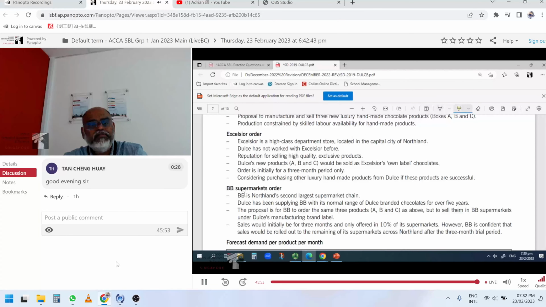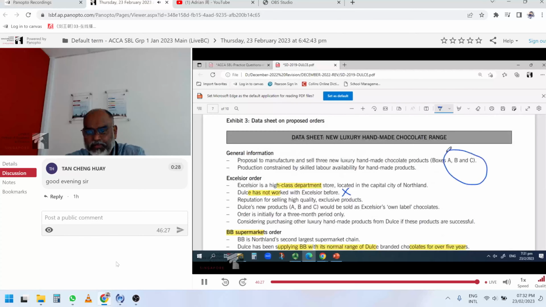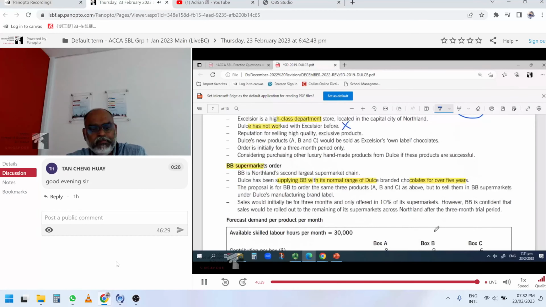Okay, like for example, the BB supermarket. They have been supplying BB with a normal range of Dulce brand chocolates for the last 5 years. Okay, right. Or Excelsior. Excelsior is not our current market. High class departmental store. Dulce has not worked. Okay, so we can't use this yet. Right or not? Because we have not worked with Excelsior before. They are considering to work with Excelsior for the new product, Box A, Box B and Box C. Okay, right.